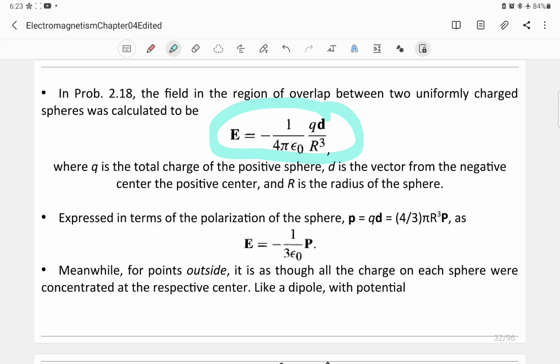So in terms of polarization, of course, we have a definition of the dipole moment equal to qd, and this is just, of course, for the sphere. This is just 4/3 pi r cubed P. And so you have E equal to this one here.